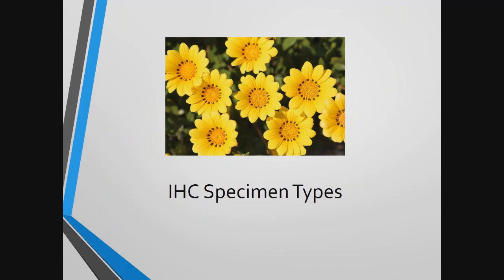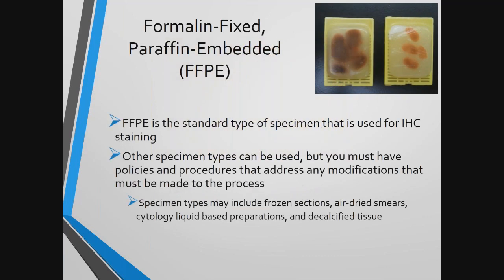So the first key element we are going to discuss is the importance of defining your specimen types utilized for immunohistochemistry. Formalin-fixed paraffin-embedded tissue is a standard type of specimen that is used for IHC staining, as we all know. Tissues are fixed in formalin and then embedded with paraffin into blocks, and then finally slides are cut from those blocks to stain with the various assays.